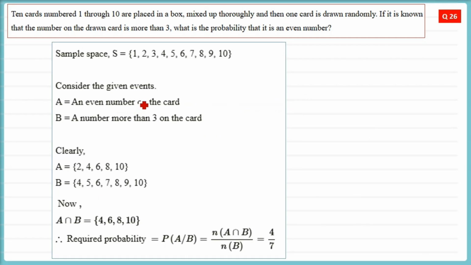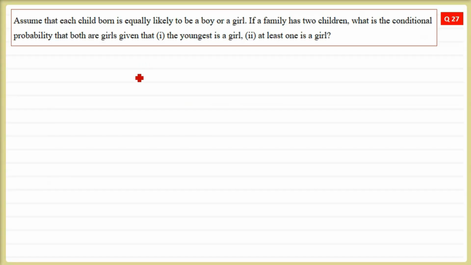I hope you'll be able to do it by yourself because this question has been taken in the previous discussion also. Assume that each child born is equally likely to be a boy or a girl. So again, this is a similar question, but for those who have not understood or want some recall, equally likely means 50% chance of a girl or a boy being born. If the family has 2 children, what is the conditional probability that both are girls, given that the youngest is a girl, or at least one is a girl?